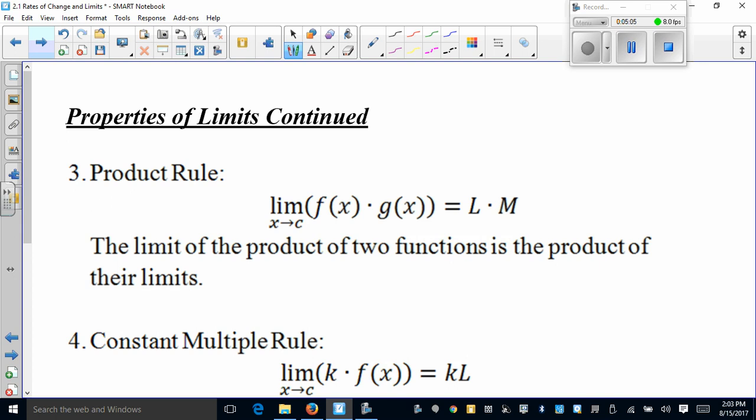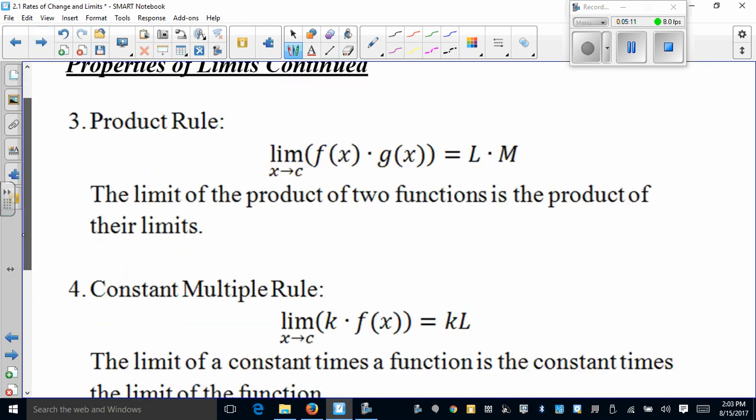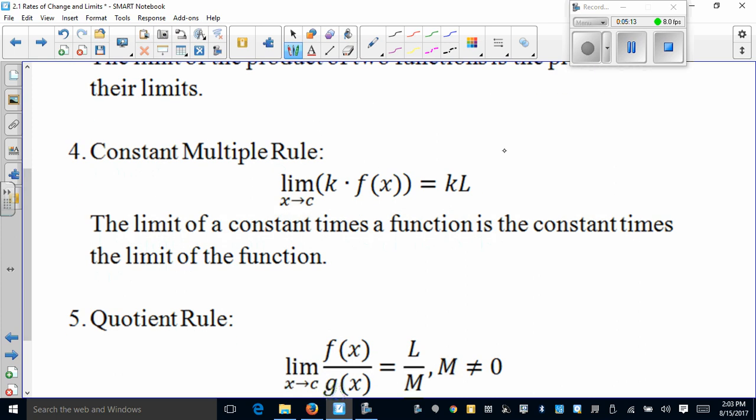Constant multiple, this just means that you have something like 5x squared, that you can find the limit of x squared and then multiply it by 5, and that would be the same as if you left it this way. A constant, the limit of a constant is whatever the constant is. So like if I can break these up and go, oh, the limit as x approaches 5 of 5 is 5. And then you can find this one here.